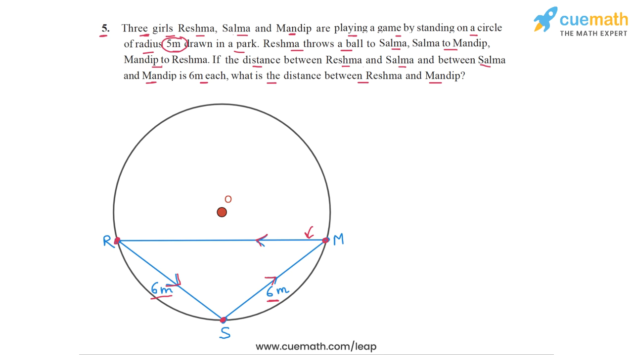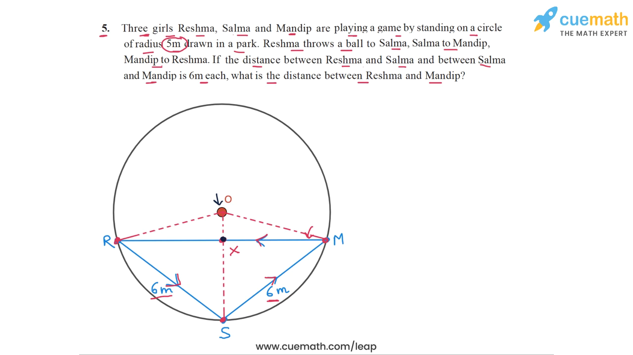So the first step of the solution seems to be obvious. We need to join the center O to all the 3 points R, S and M. So let's do that. So we have joined O to all the 3 points shown by these red dotted lines, and OS intersects RM at this point X. So this is the figure that we will use to now talk about the solution. Now I will first explain the logic that we will use to solve the problem, and then we will write out the solution step by step.